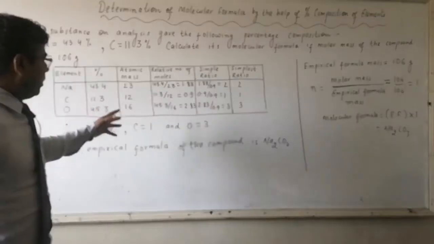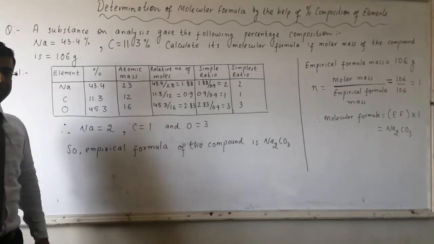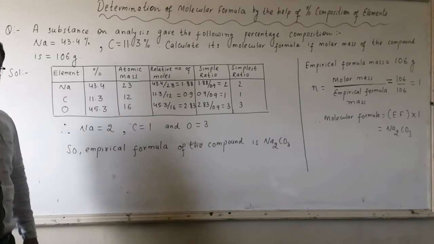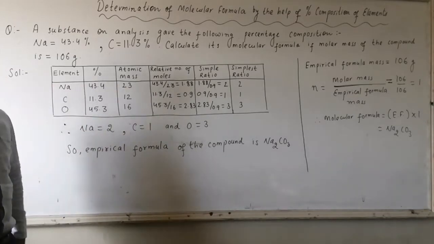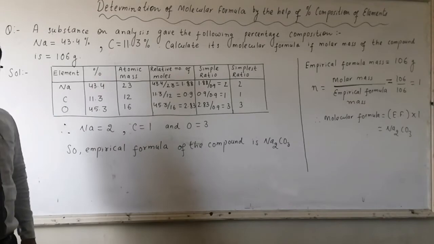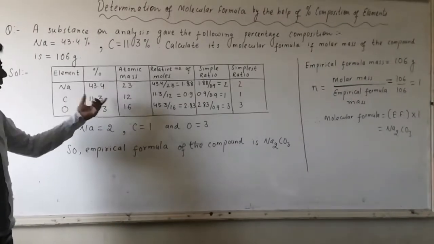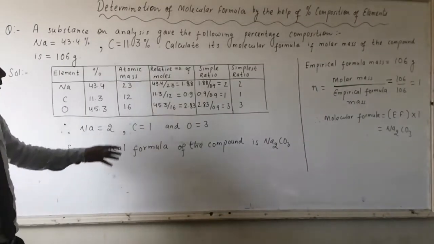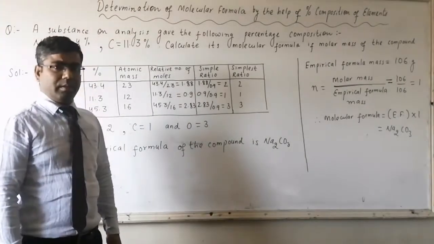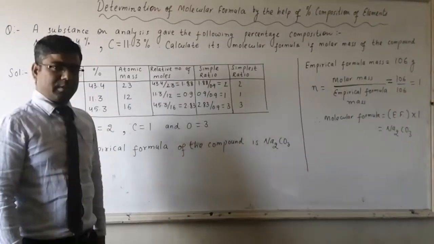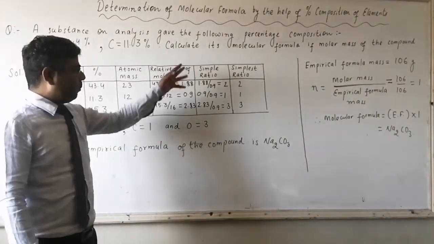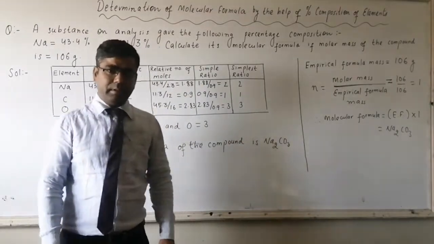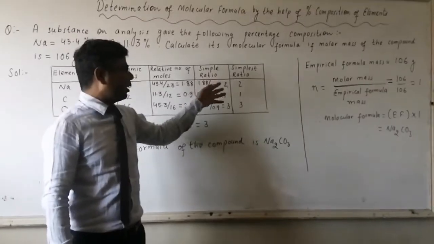So here, in the table, 6 terms will be required: element, percentage, and atomic mass. These 3 terms will be given to you. The remaining ones we have to find: relative number of moles, simple ratio, and the simplest ratio. This is the difference between simple ratio and simplest ratio.